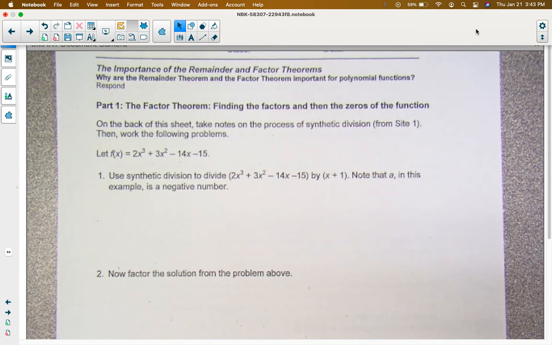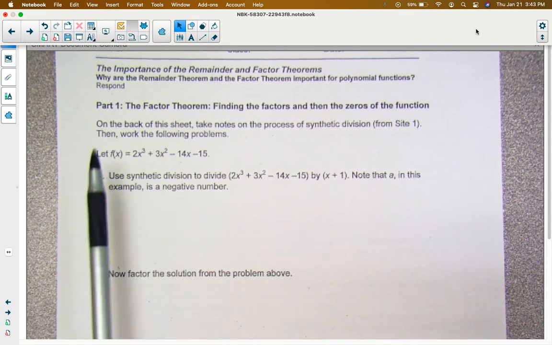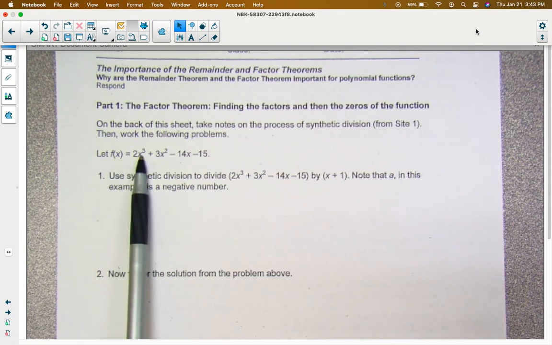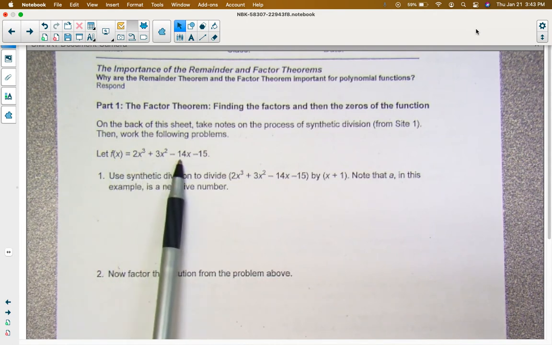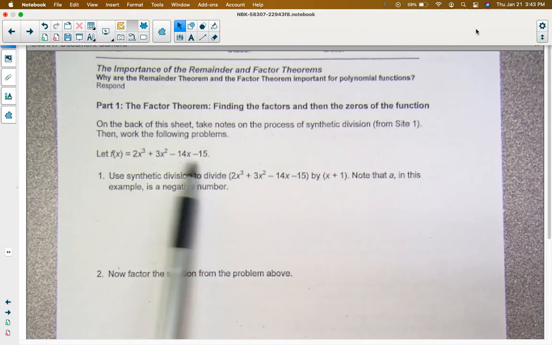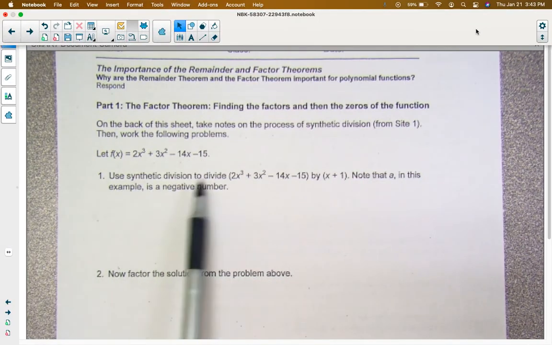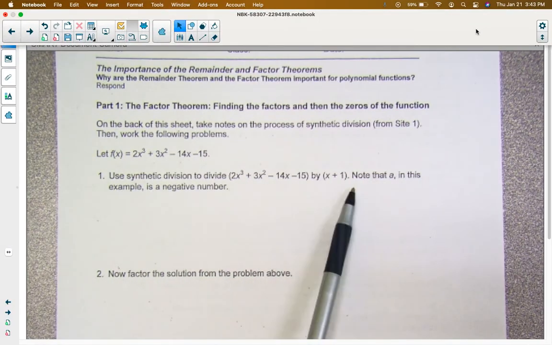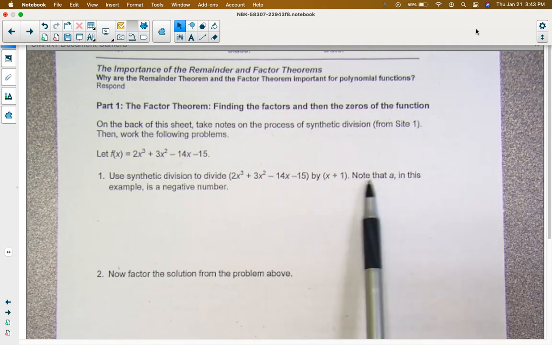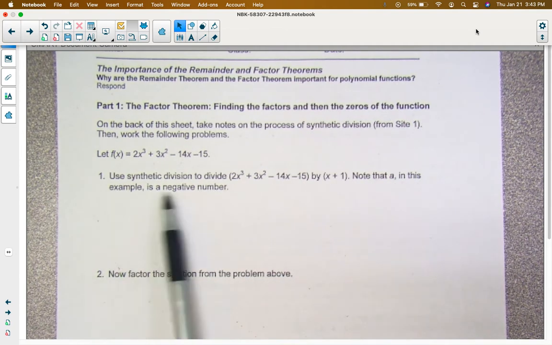Now, on this page, it's going to say something like a website or something like that. Don't worry about that. I printed out a piece of paper here, and I'll walk you through all that good stuff. So let's start with part 1. Let f of x equal 2x to the third plus 3x squared minus 14x minus 15. Number 1, use synthetic division to divide the following polynomial by x plus 1. Note that a in this example is a negative number.